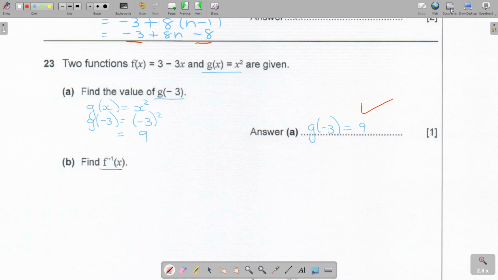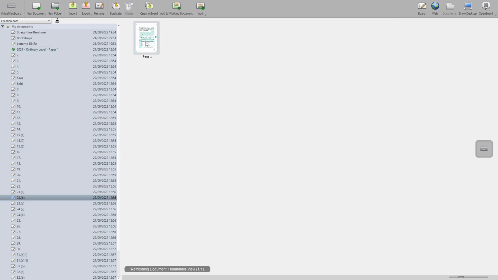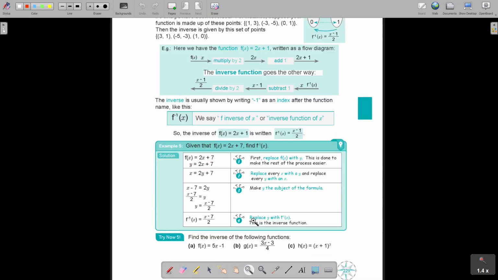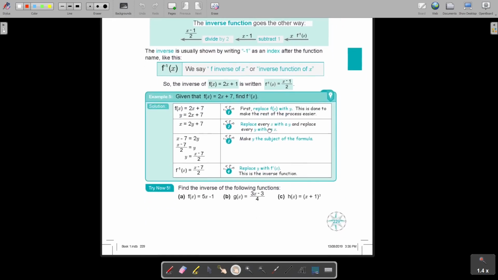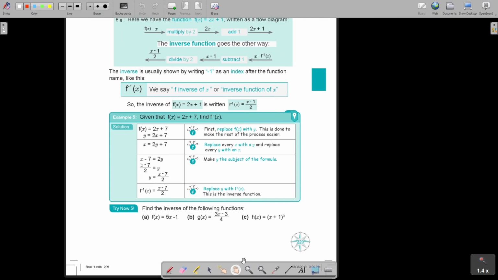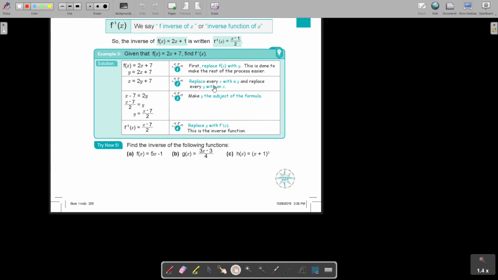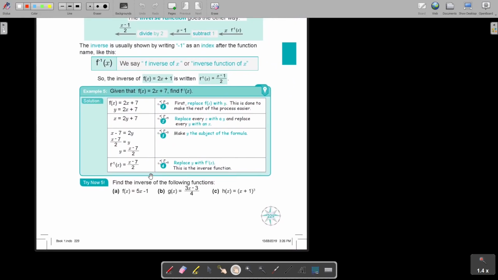So let me take you again to the textbook, the inverse. 23b, let's see what page I highlighted for you here. So 23b, I'm taking you to example 5. Here's the inverse. It's still chapter 6 and it's on page 229. And I showed you very nicely and clearly. I explained to you there. So what do I do? I just take the formula. I'm going to find the inverse. So as soon as you see that f^-1(x), it's inverse.